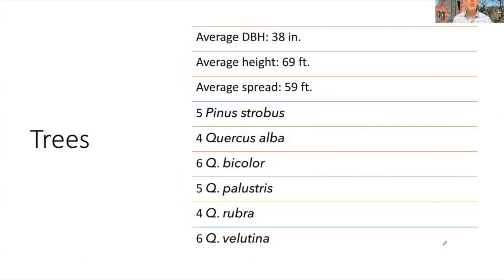Quick review of the trees. So remember, there's 30 individuals. The average DBH is 38 inches. The average height, 69 feet. Average spread, 59 feet. So big trees kind of scattered around the UMass campus. And they were in 2 genera, pines and oaks.